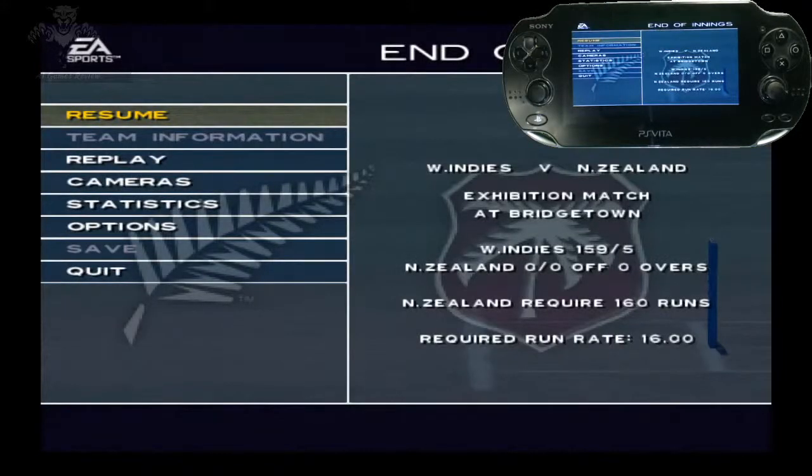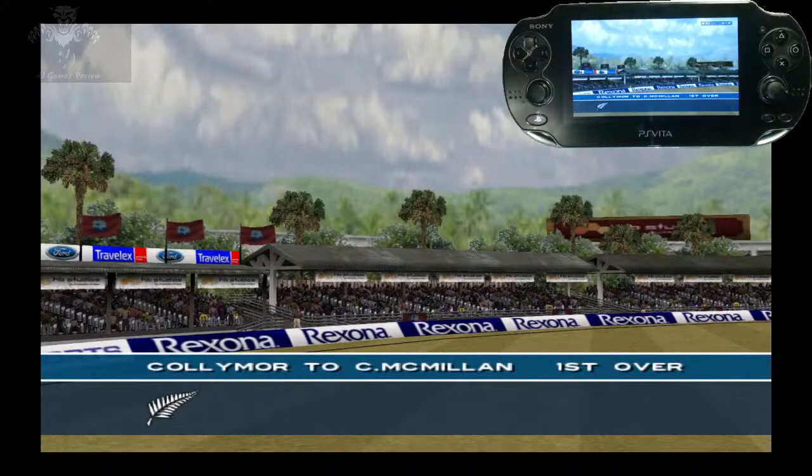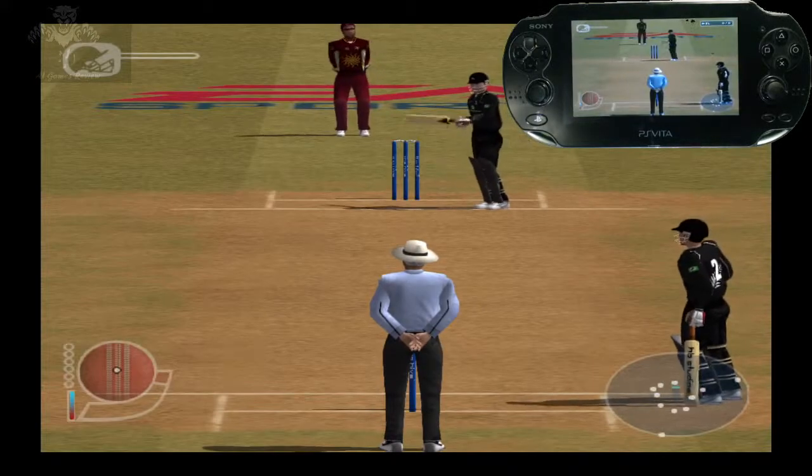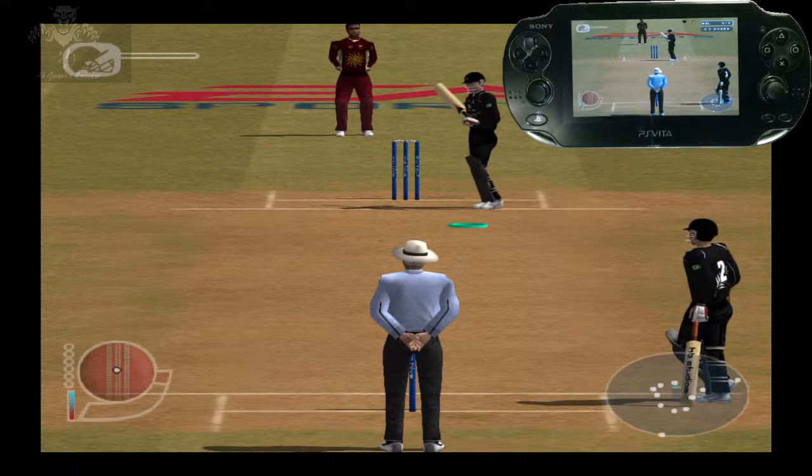The innings has ended with the score at 159. The match would appear to be delicately poised after that innings. It will be interesting to see how it develops. They certainly piled on the runs. New Zealand require 160 to win.